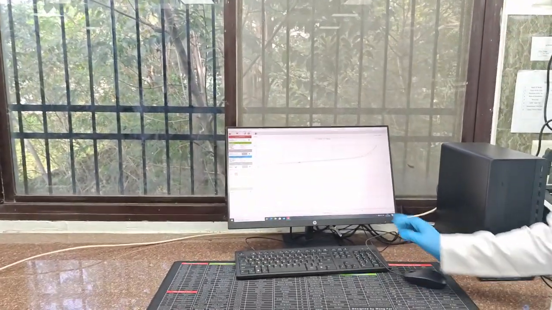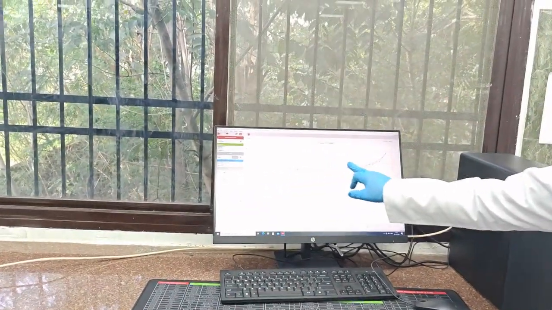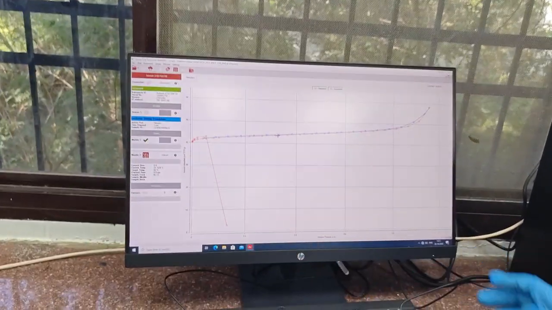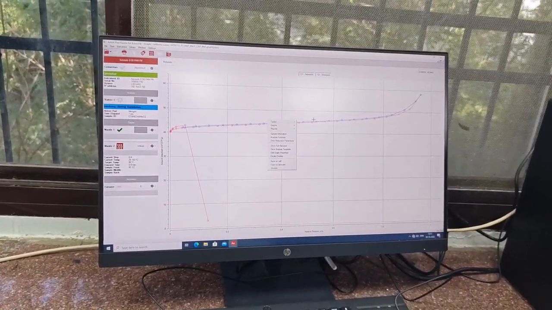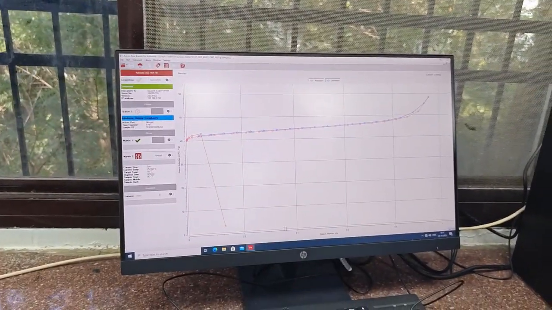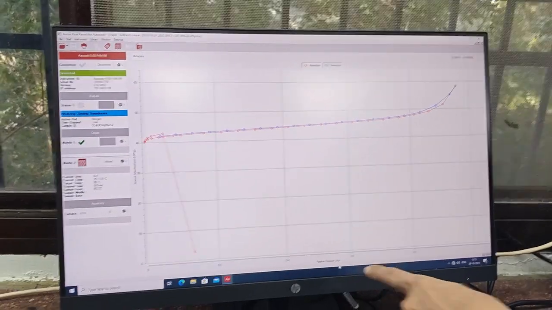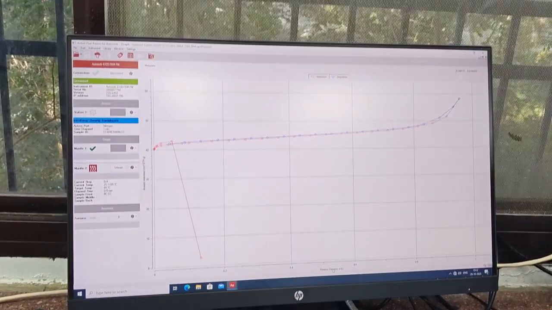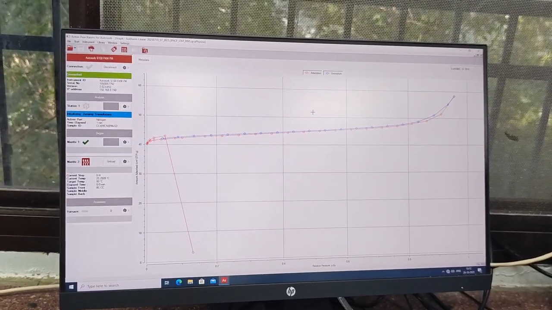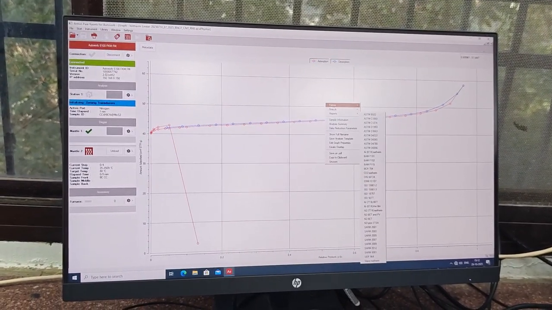So here this line is showing adsorption, this blue line, and this is called desorption. So by this graph, you see the y-axis. What is the y-axis? The amount of adsorbate. And this is the relative pressure, P by P0, where P0 is the saturated pressure and P is the equilibrium pressure. So automatically you see this is the most important curve.